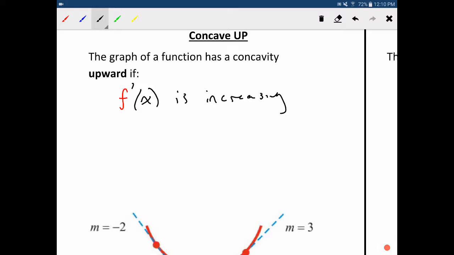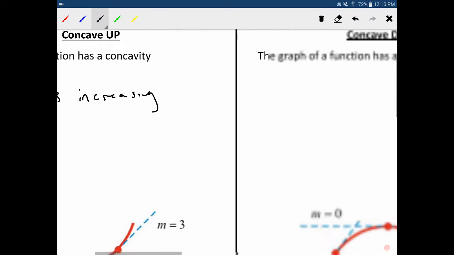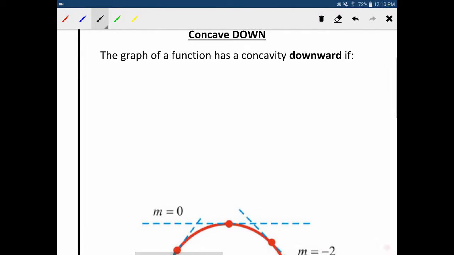So it's concave up over that interval as long as the derivative is increasing. Similarly, if the derivative is decreasing, then it's going to be concave down, or downward concavity.